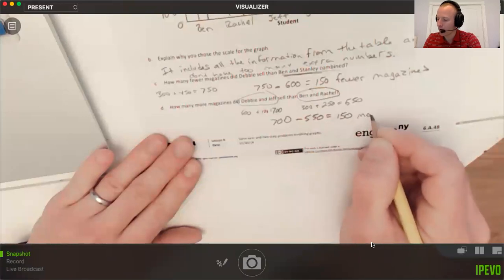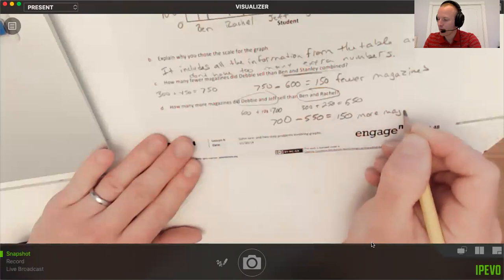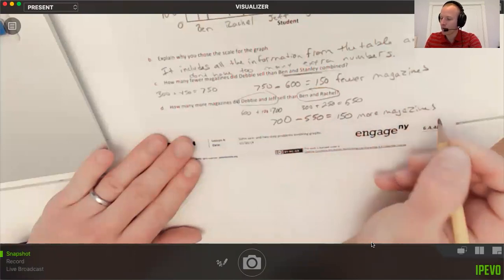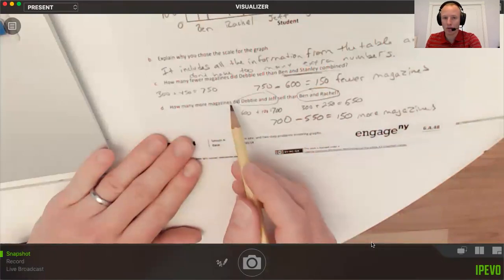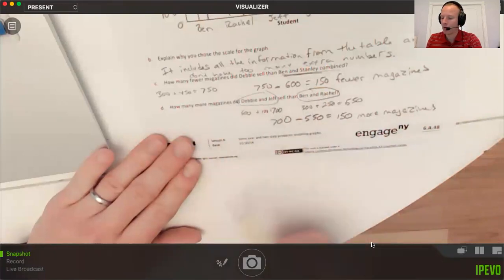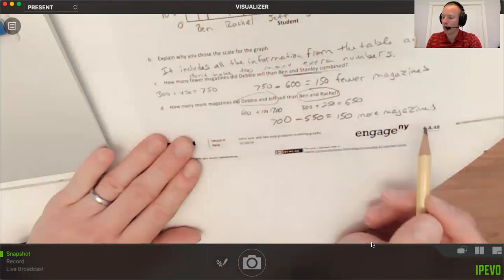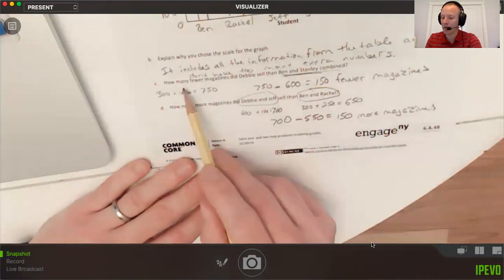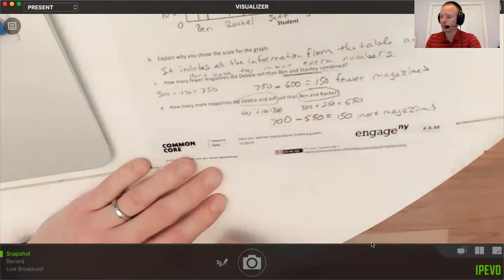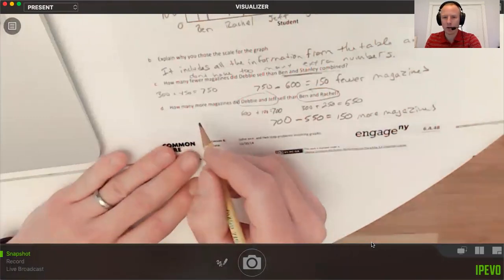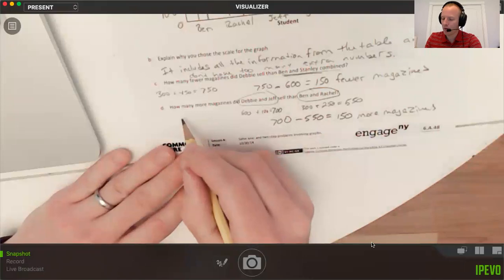More magazines. Notice I said more magazines because the question asked us how many more did Debbie and Jeff sell than Ben and Rachel. So they sold 150 more. Whereas up here, it was asking how many fewer she sold. So pay attention to the wording of the problem so that you can include it correctly in your answer. And again, if you needed to line those up vertically, you could do that too.